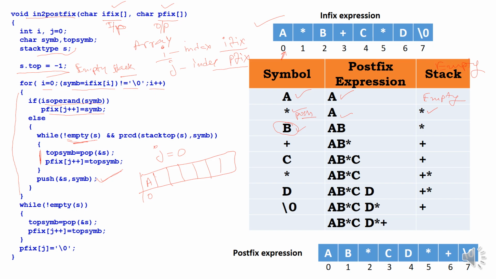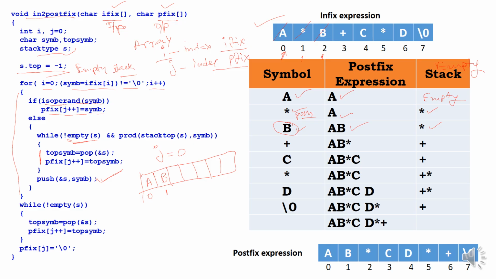Because it is an operand, add it to the postfix expression. Already you have inputted A at location 0, and in the next location you add B. So postfix is AB and the stack contains only one character, the asterisk. Then again I is increased by 1. So next is 2. You are reading B.